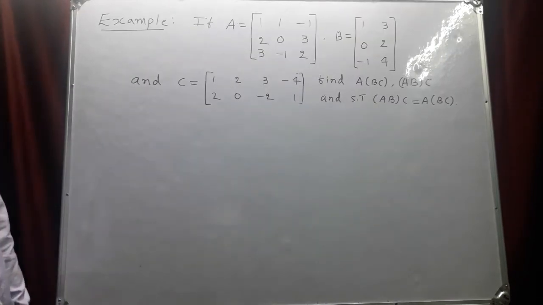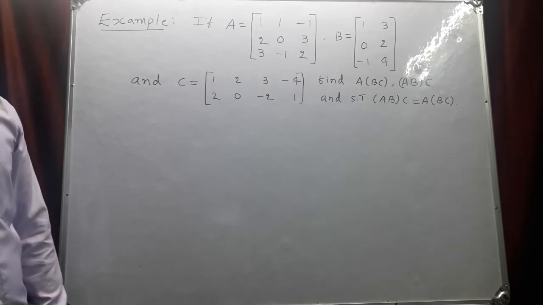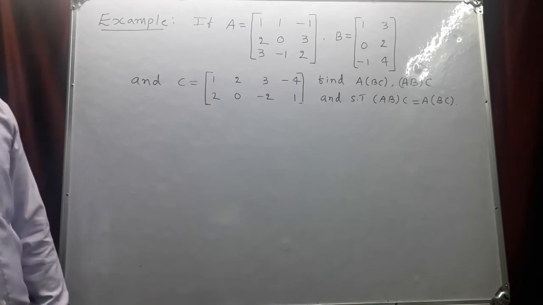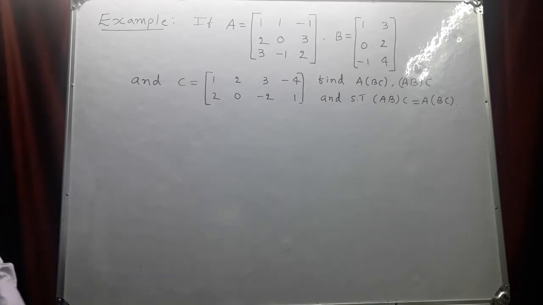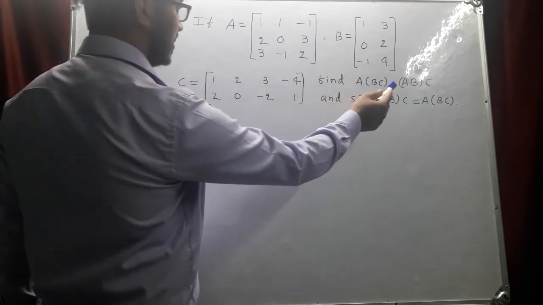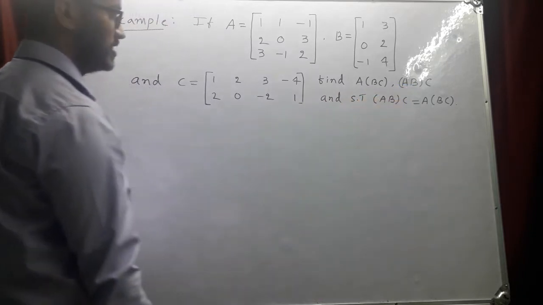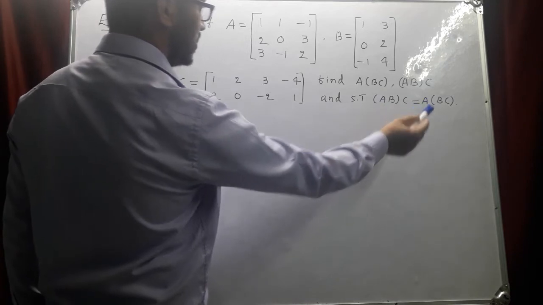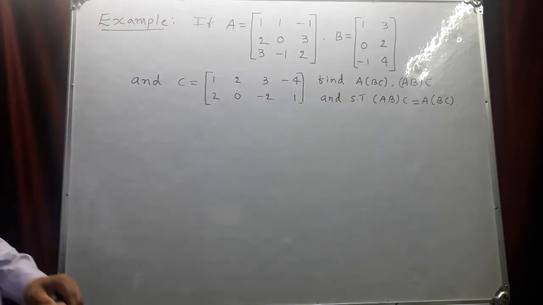Now let us see one example on matrix multiplication. We have to show here that it satisfies the associative law. They have given the matrices A, B and C. We have to find A into BC as well as AB into C. Then we have to show that AB into C is equal to A into BC.